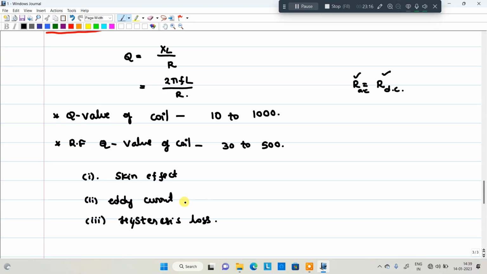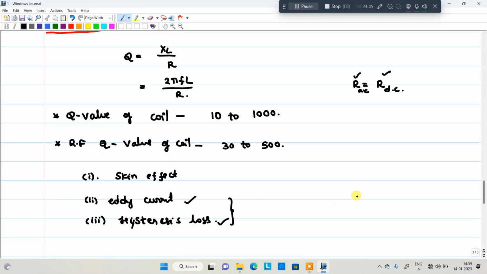You know eddy current losses are nothing but circulating currents, already explained in the 7th chapter, Unit 1. Hysteresis losses were also explained in the 7th chapter. I don't want to repeat both cases; I will explain only skin effect. Clear? If you are not able to follow, go back to our previous video of the 7th chapter. Just complete the 7th chapter, and in between you will get eddy current losses and hysteresis losses clearly.